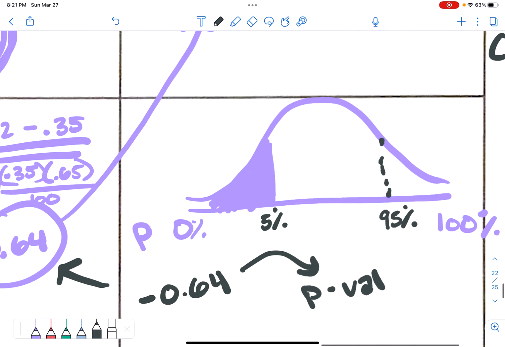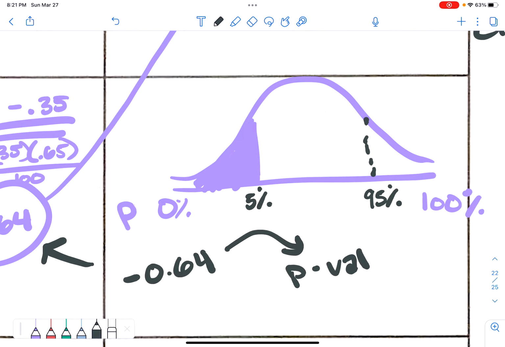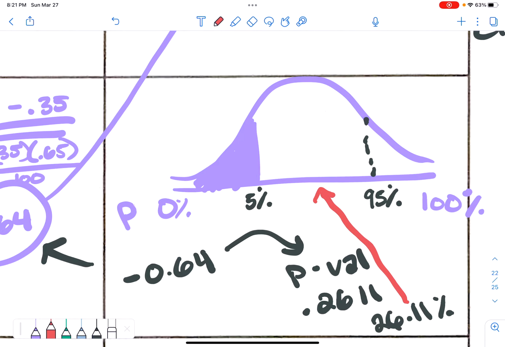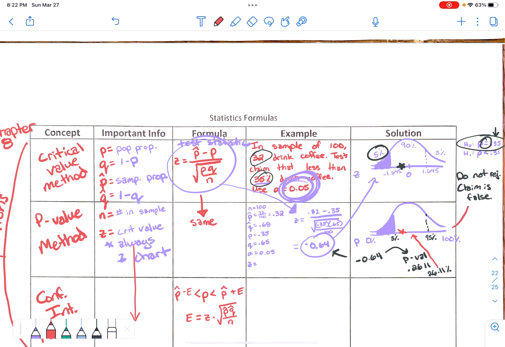Okay, so we will have to look this up on the negative side since we're doing negative 0.64. And I found 0.2611, or 26.11%. And if we look at our scale, 26.11% is going to live greater than 5%. And so that again is a do not reject. Same result, as it should be.